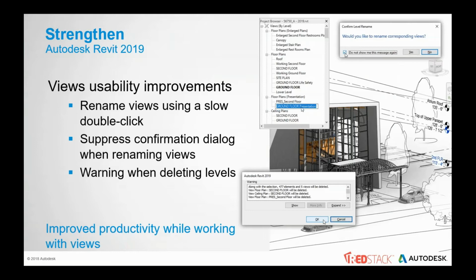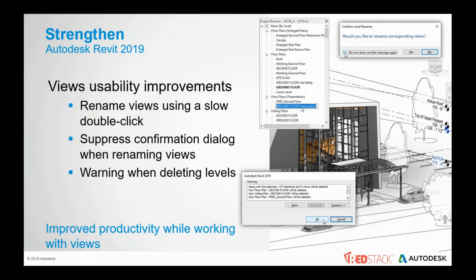The next is views usability improvements. In addition to other methods of renaming views, schedules, sheets, and groups, you can now use a slow double-click in the project browser. Whereas a fast double-click opens a view, a slow double-click allows you to rename it. This change aligns the Revit experience with standard Microsoft behavior.